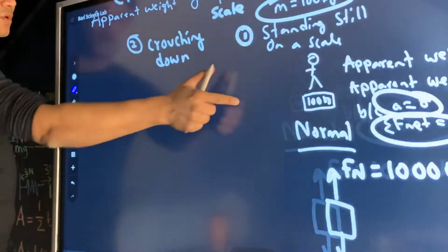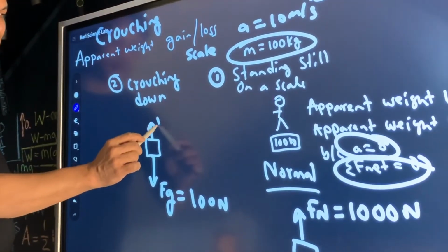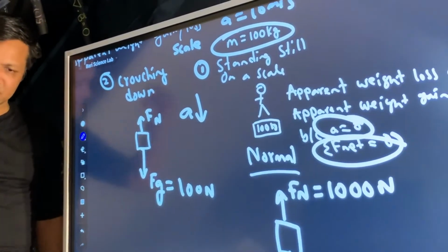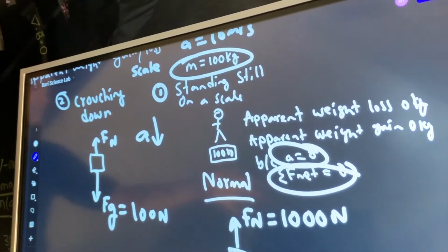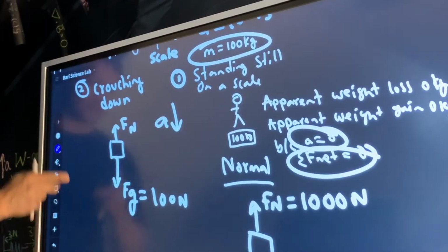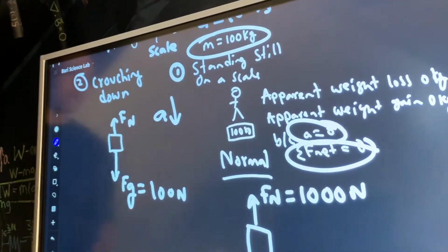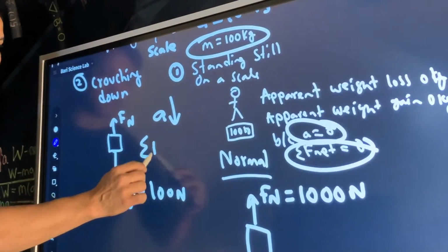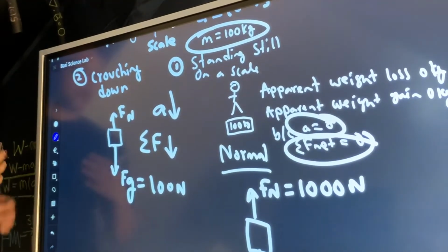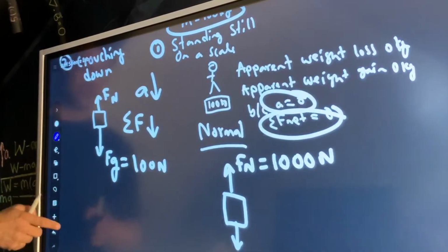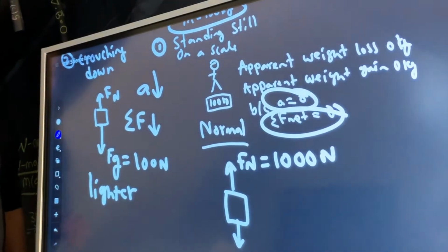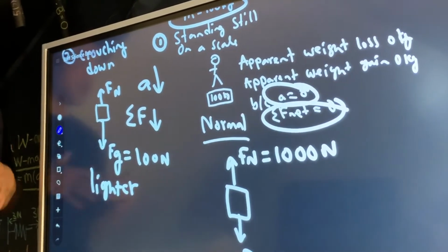Now we're going to do the free body diagram for crouching down. Why is the normal force smaller right now? Because there is an acceleration downward. Why? Because in order to crouch down, you have to have a negative acceleration, otherwise you are not crouching down. The negative acceleration is due to a net force in the downward direction. The consequence is you feel lighter, due to apparent weight loss.